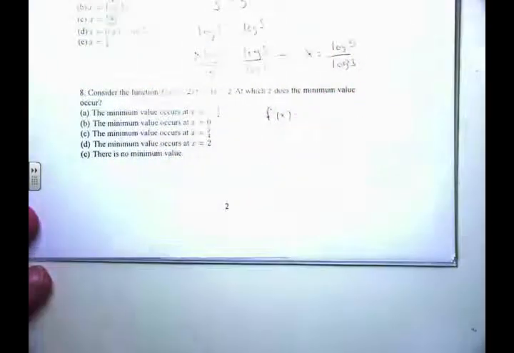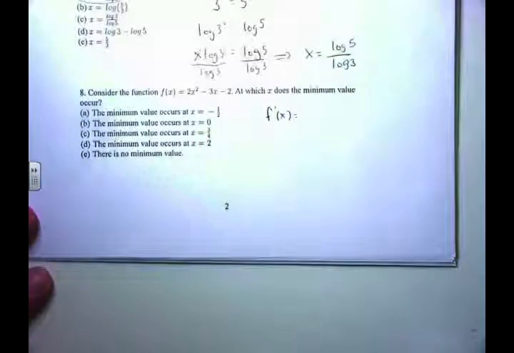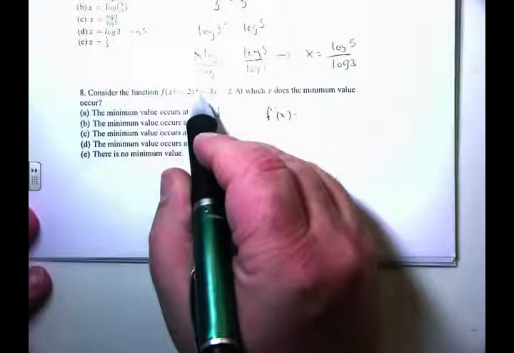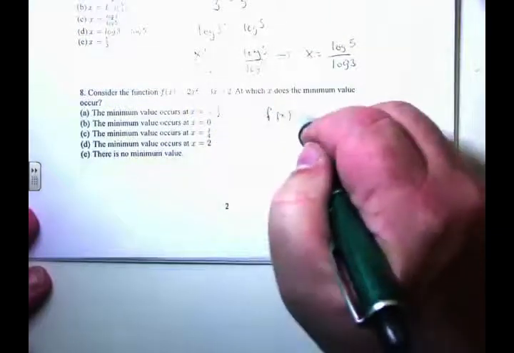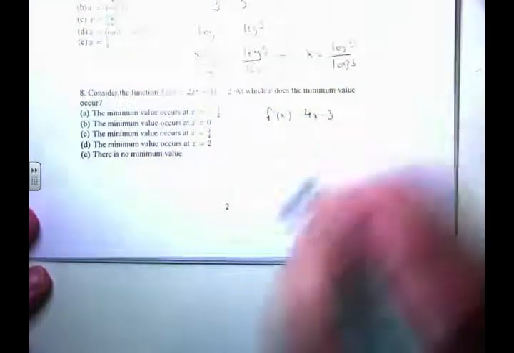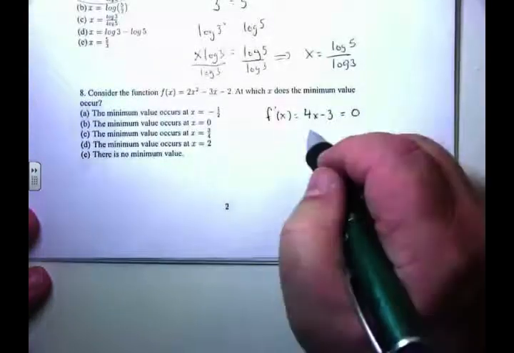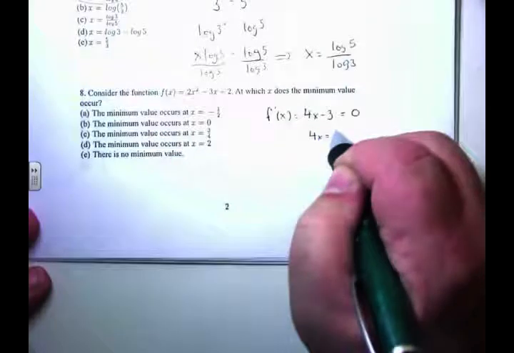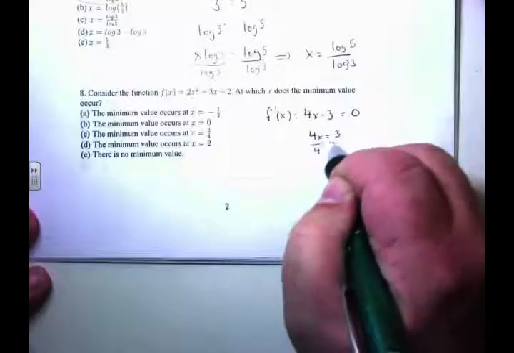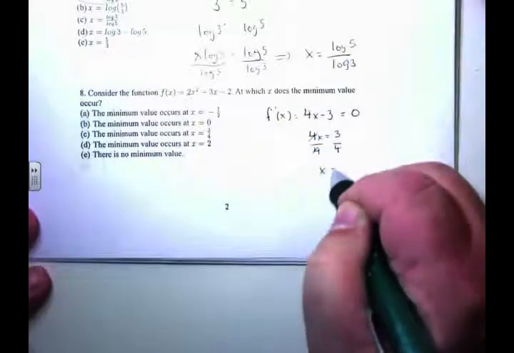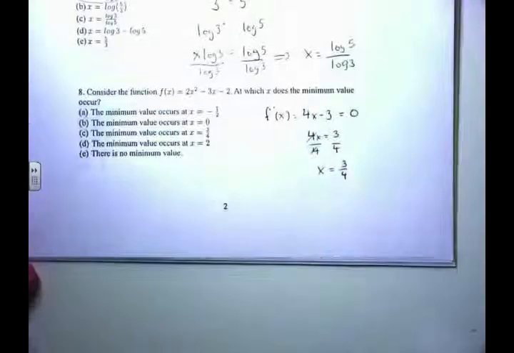Take derivative and do what with it? Set them equal to 0 and solve. Anytime you need to maximize or minimize, you take derivative, set it equal to 0 and solve. Derivative of 2x squared minus 3x minus 2 is 4x minus 3. Set it equal to 0 and solve. So I get 4x is equal to 3. I divide by 4. I get x is equal to 3 fourths.